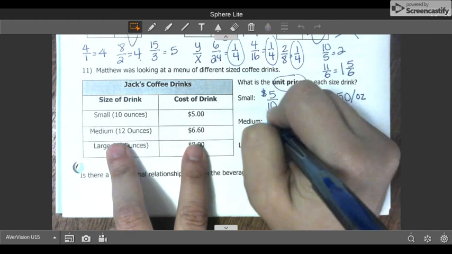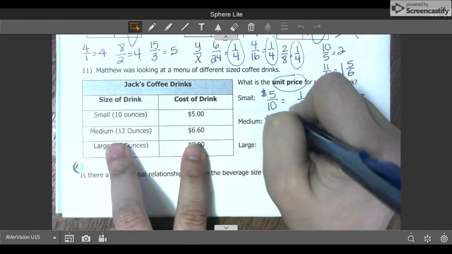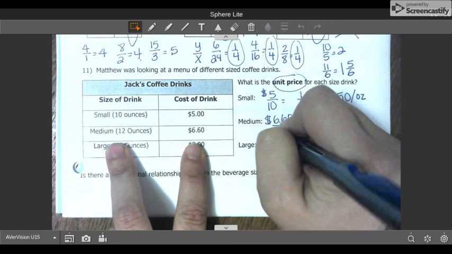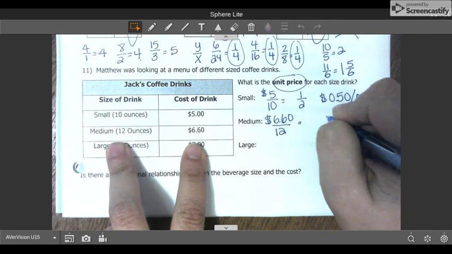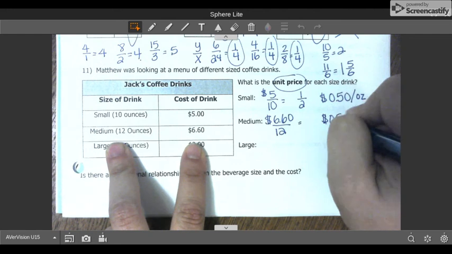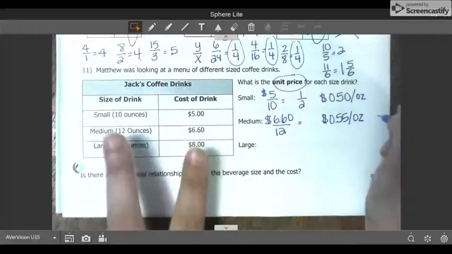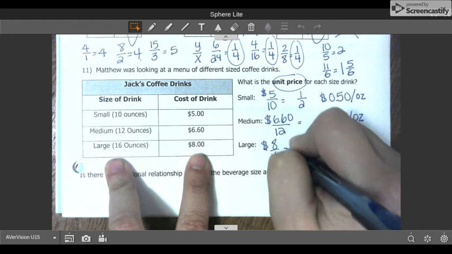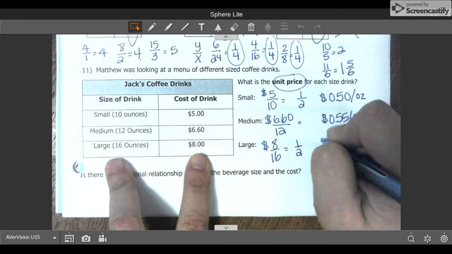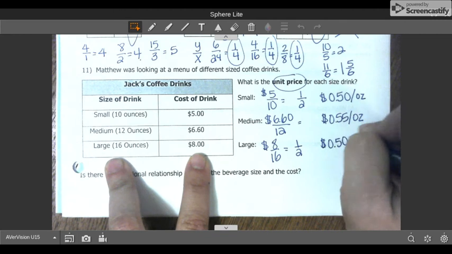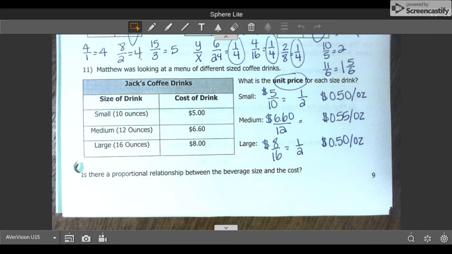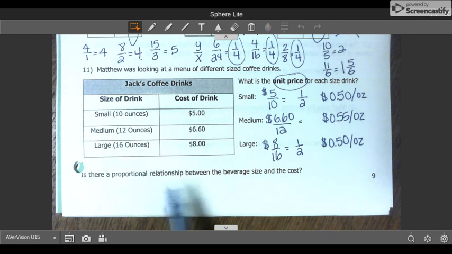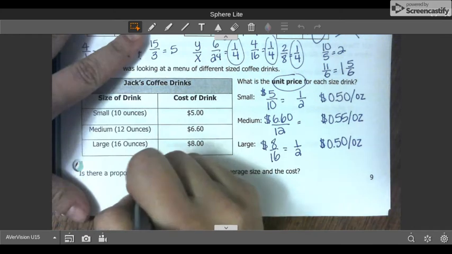Okay. A medium is $6.60 divided by 12, which is, I think, 55 cents per ounce. And a large is $8 over 16, which is $0.50, which is 50 cents per ounce. So those are the unit prices. Is this relationship between the beverage size and the cost a proportional relationship? Well, looking at these values, I'm going to say no.